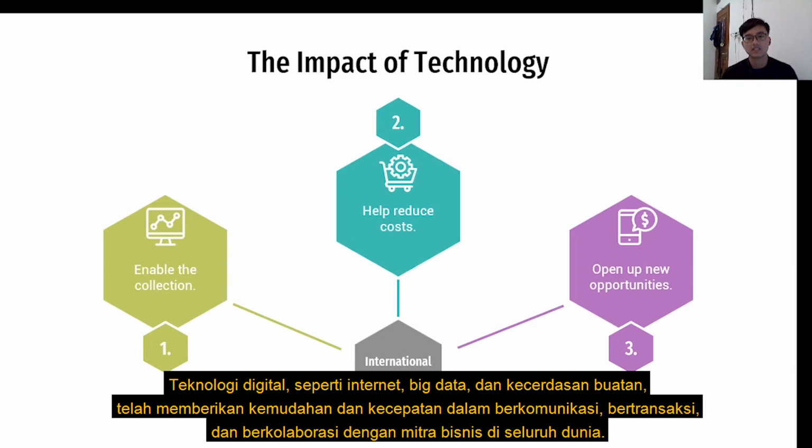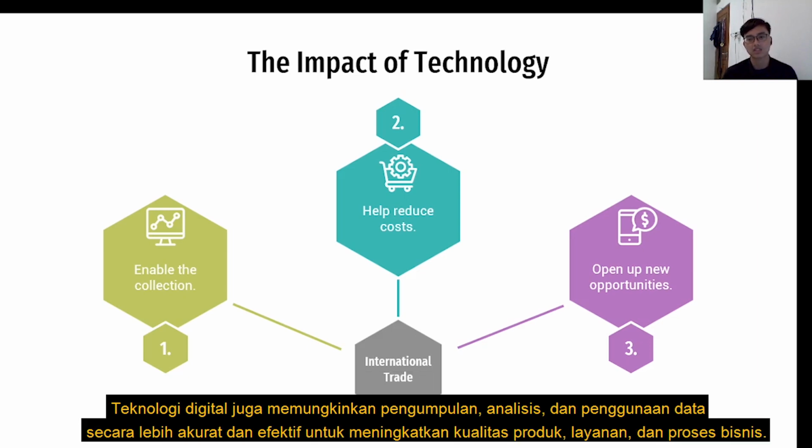Digital technologies such as the internet, big data, and artificial intelligence have made it easier and faster to communicate, transact, and collaborate with business partners around the world. So, digital technologies also enable the collection, analysis, and use of data more accurately and effectively to improve the quality of products, services, and business processes.